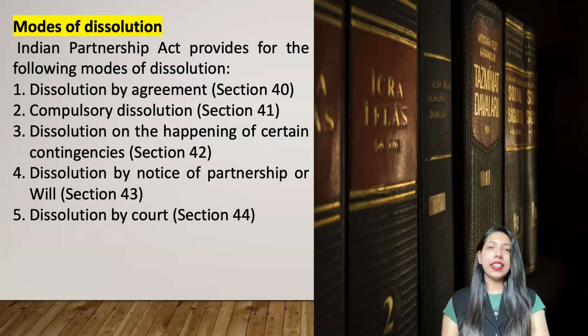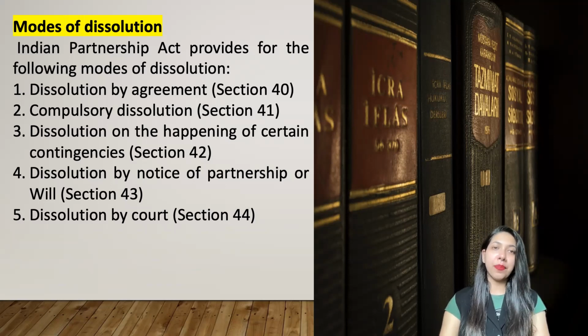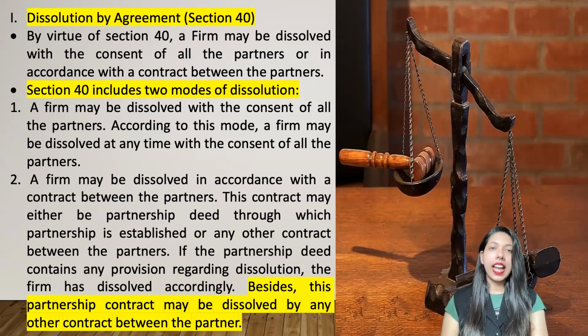In today's class, I'm going to discuss in detail all these 5 modes and what each of them means. First, I'm going to discuss dissolution by agreement, which is mentioned under section 40 of the Indian Partnership Act 1932. So what is that? By virtue of section 40, a firm may be dissolved with the consent of all the partners or in accordance with the contract between the partners.